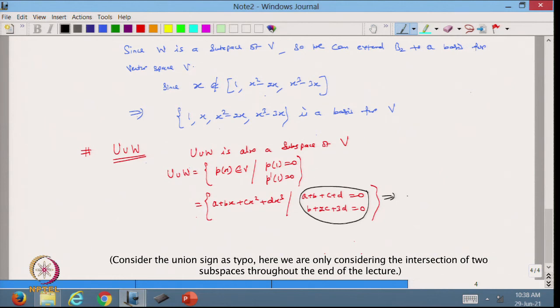See, from here I know that b will be equal to minus 2c minus 3d, and from the first one I can write a, because b I can write here. So, everything a can be written as minus b minus c minus d. So, b I can put here, so it will be minus 2c minus 3d minus c minus d.